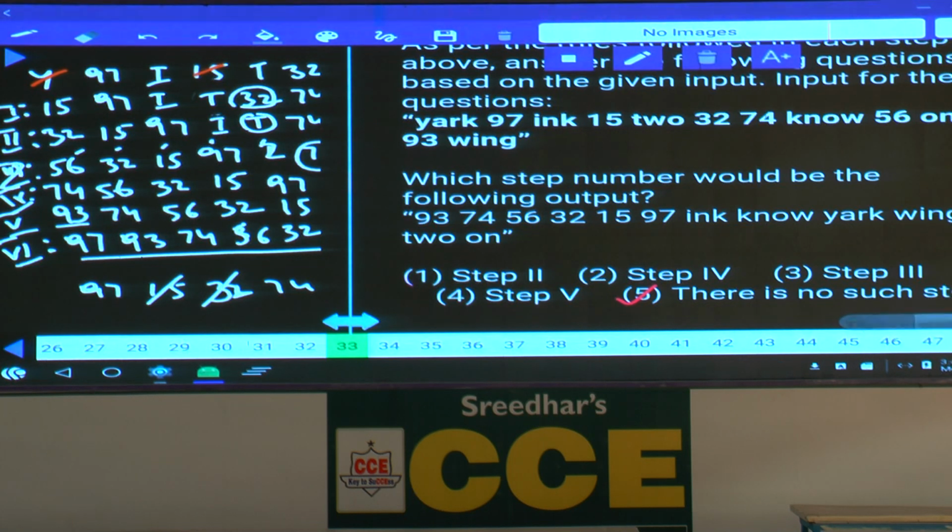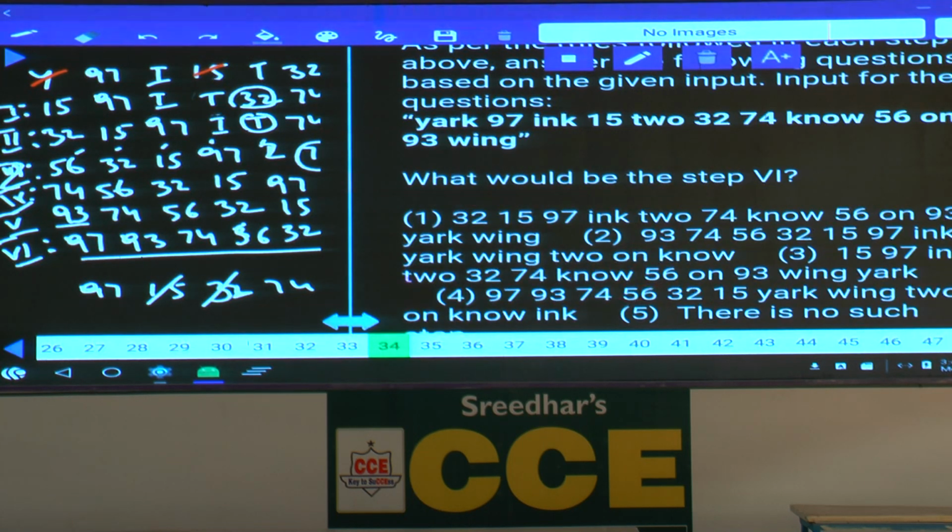Then question number 34. Now in this question, what would be step 6? Step 6 is nothing but the final output. Now in the final output, all the numbers should be arranged in descending order, isn't it? Now it's 97, 93, 74, 56, 32, 15 and Y, W, T, O, K and I. Hence choice 4 is the answer.